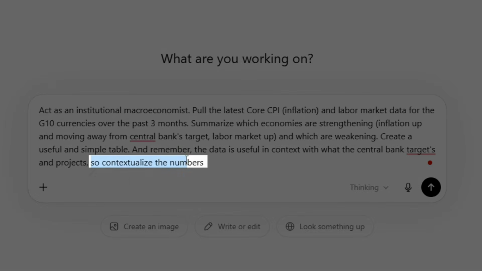So contextualize numbers. This is all that matters in this prompt, because we don't care just about the data because the data is important. We care about the data in relation to what the central bank was expecting. They were expecting the labor market to weaken, and maybe now it's strengthening. That's an important signal. They were expecting inflation maybe to go down. The central bank target is 2%, and maybe inflation now is 5%. Well, that's an important signal, okay?